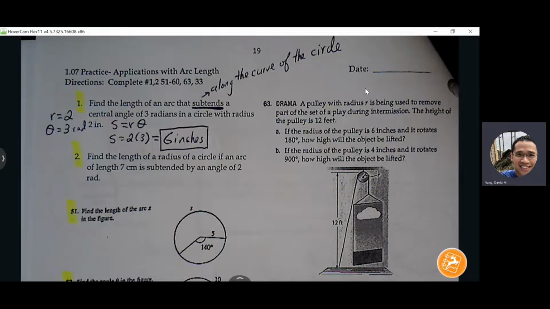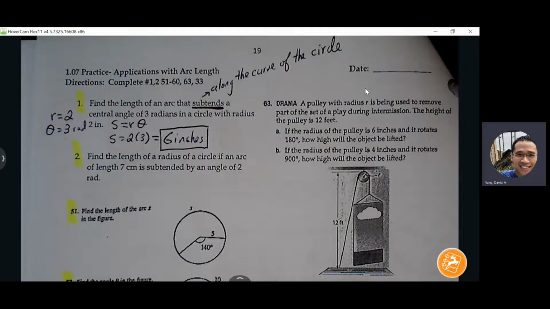So number one, no adjustment needed. Theta is perfectly in the form that we need it in, so we can jump directly into the formula. Questions with one?